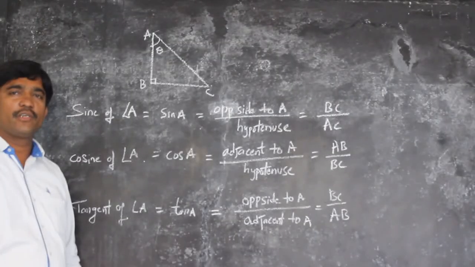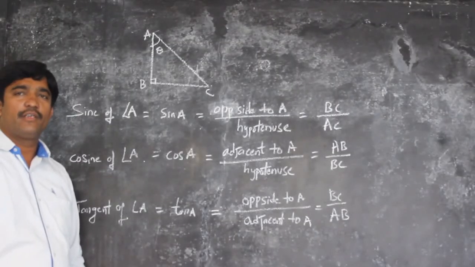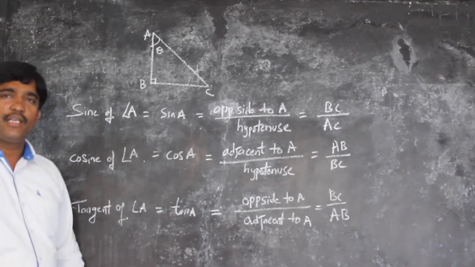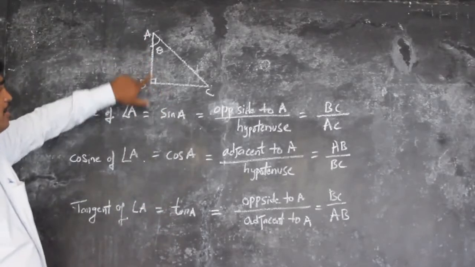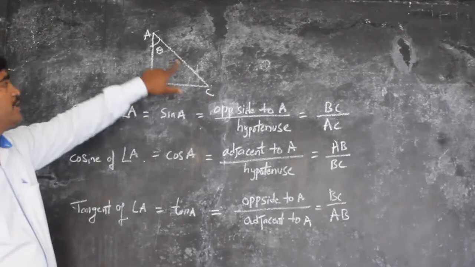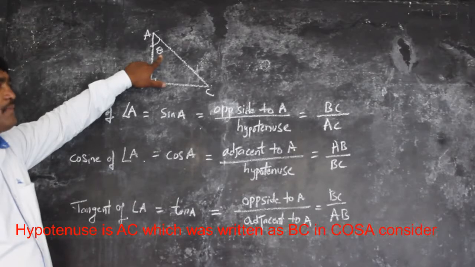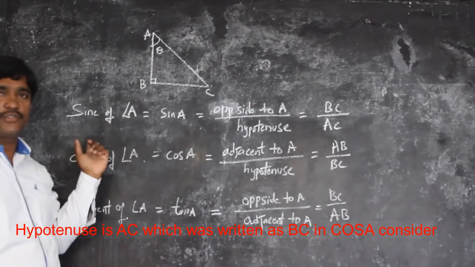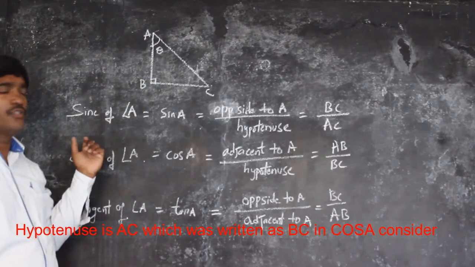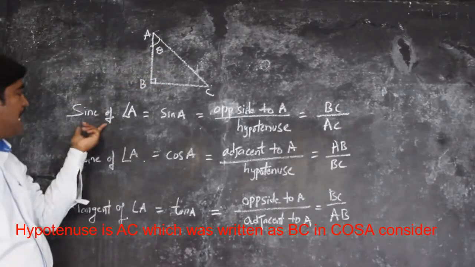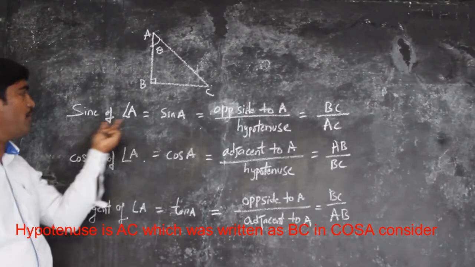How can the 6 trigonometric ratios be defined in a right angle triangle? For that, first I will consider a right angle triangle ABC where the angle is at A. What is the first trigonometric ratio? Sine. So I write sine of A, where the angle is present. If the angle is at C, I should write sine of C.